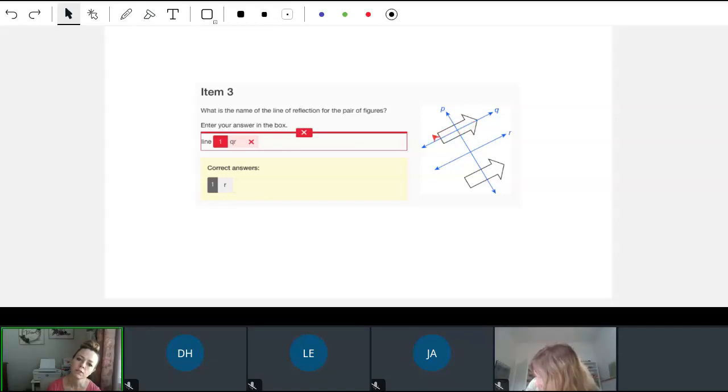But if you put a mirror here at line R, and again, try really hard to just erase line P and erase line Q. Imagine they're not there. And you were standing here at this arrow, you would see this arrow on the other side of the mirror, right? Can you guys picture that? So that's why the correct answer is R.